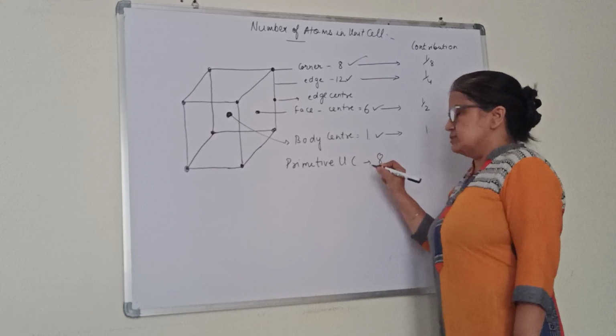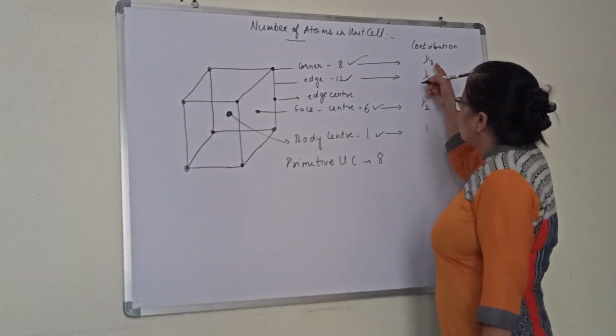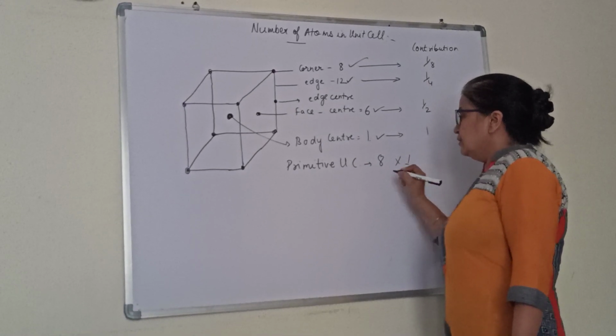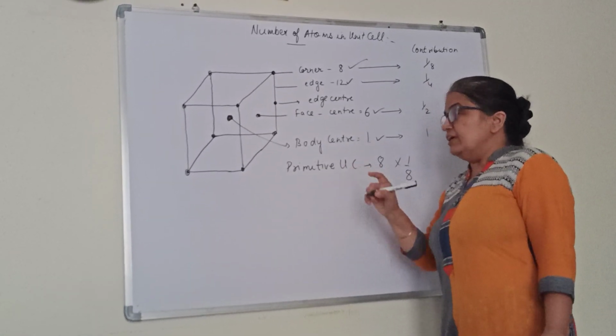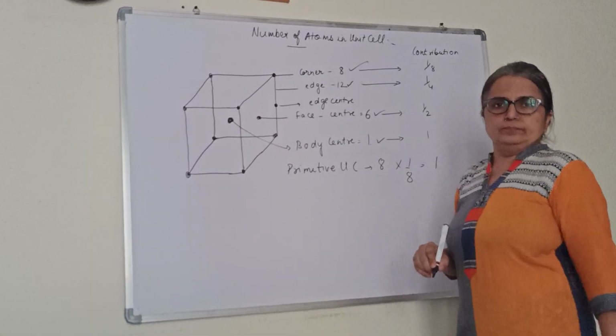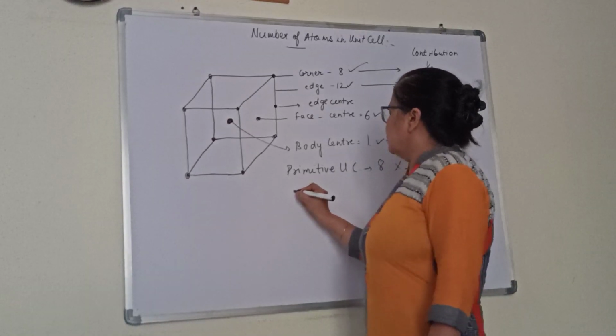So 8 corners and each one is giving how much? 1 by 8. So 8 into 1 by 8. So how much for primitive unit cell, what is the effective number of the particles present? 1. Let's talk about the next one.